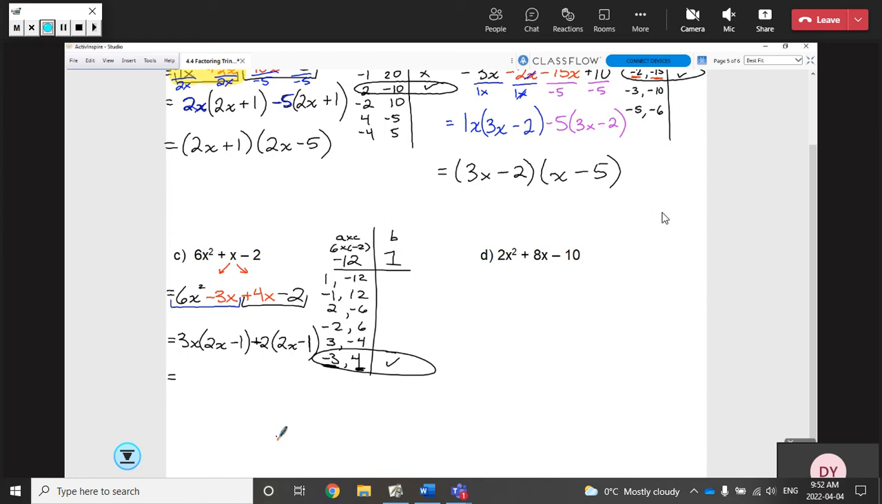And we know we've done this correctly when we have 2x minus 1 and 2x minus 1. So we go 2x minus 1, 3x plus 2. Lovely.